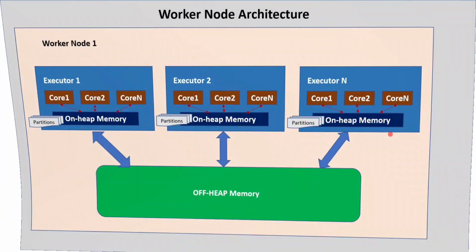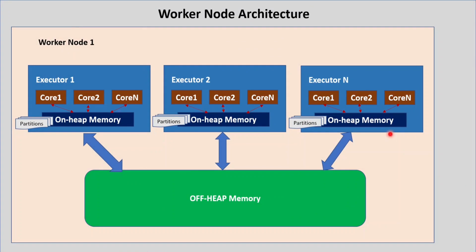Now I'm going to explain the worker node architecture. This is what I have already explained in my previous video, video number 1 on this channel. I just want to give a high-level summary. What is a worker node? A worker node is a part of the cluster in Databricks or Spark. The cluster is a combination of driver node and worker node. The worker node is responsible for executing any piece of logic. A worker node is logically divided into multiple executors. Here we can see executor 1, executor 2, and executor n.